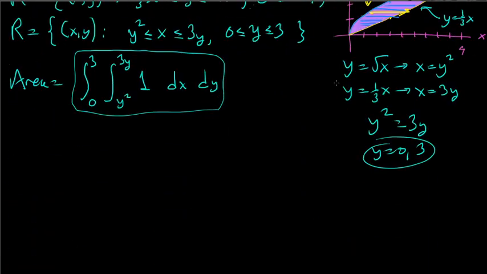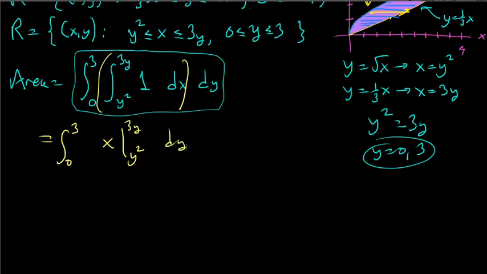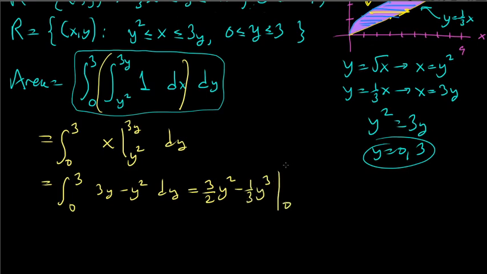So if you don't believe me, let's work it out. Let's do the inside integral first. We'll leave the outside integral for later. When you integrate 1 with respect to x, the antiderivative of 1 is just x, evaluated between y squared and 3y. So that's just going to be the integral of 3y minus y squared with respect to y. And now this is just an ordinary Calc 1 definite integral. When you integrate 3y, you get 3/2 y squared. When you integrate y squared, you get 1/3 y cubed. And now just plug in the 0 and the 3 here.